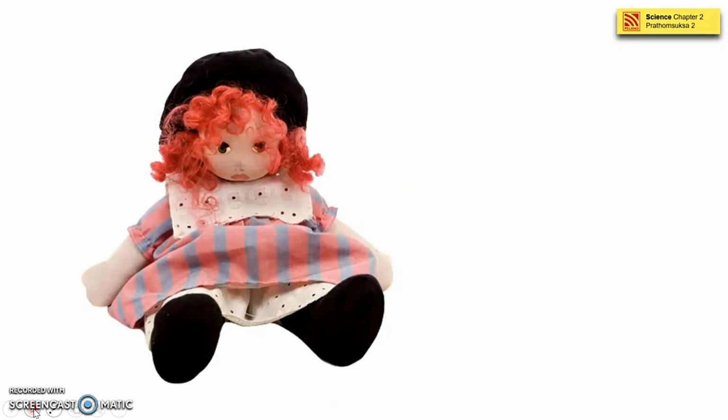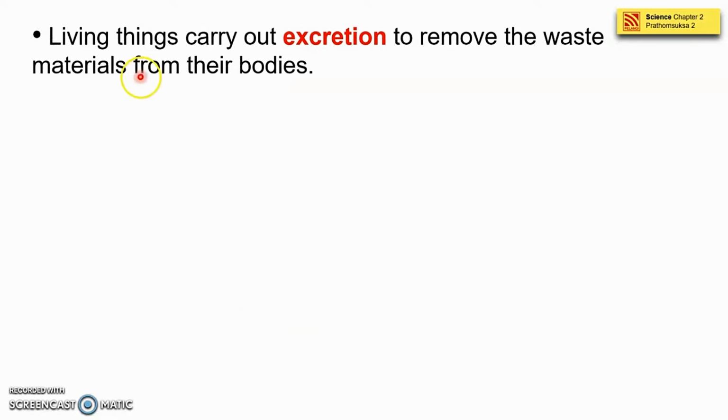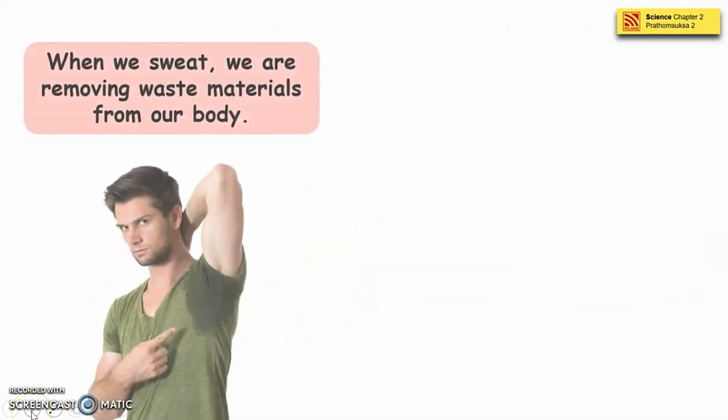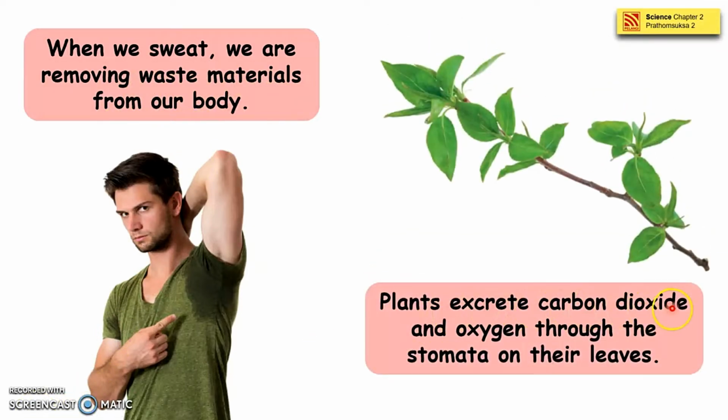So how about the dog? Non-living things do not grow. Yes, do not grow. Living things carry out excretion to remove waste materials from their bodies. Like a puppy, they urinate. It contains water and harmful waste materials that go out from their body. When we sweat, we are removing waste materials from our body. And plants excrete carbon dioxide and oxygen through the stomata on their leaves.